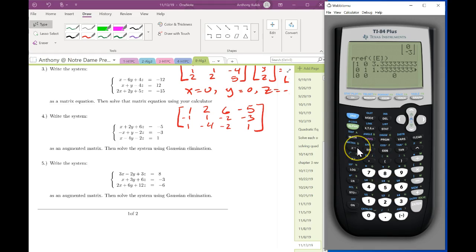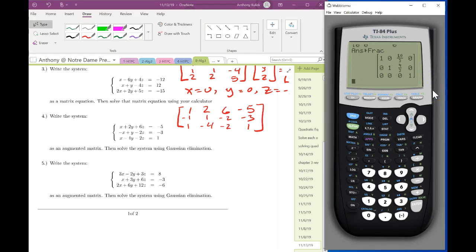RREF is row reduced echelon form. That's the algorithm the calculator uses to do the Gaussian elimination. So that's just telling the calculator to do the Gaussian elimination on that. There's a little bit more to it than that, but it's beyond the scope of this class. Now notice I'm getting this crazy decimal here. It's probably going to be more convenient if I have this written as a fraction. So I just did the math button and then the frac command. So this is the result I get from my calculator.